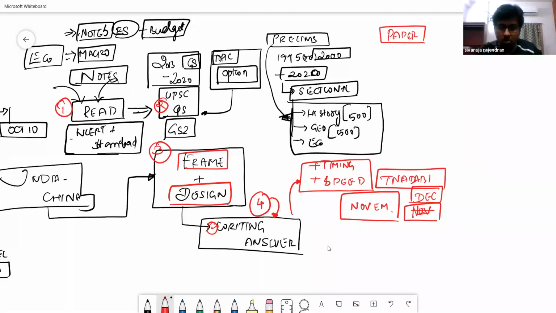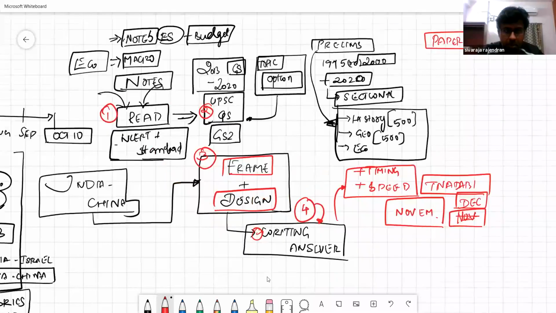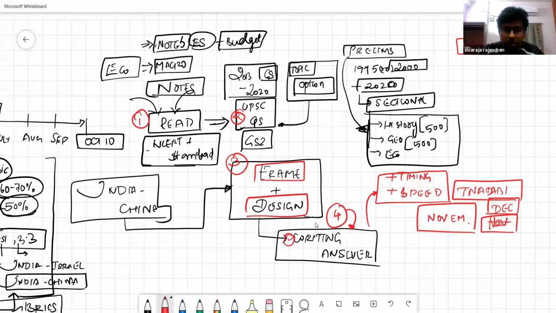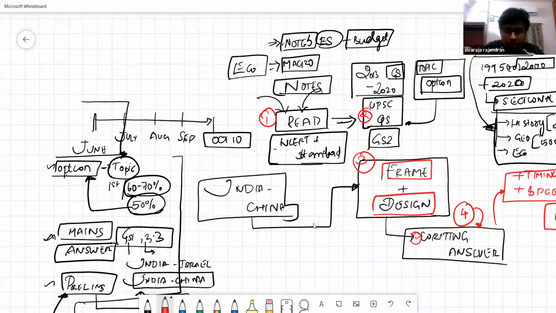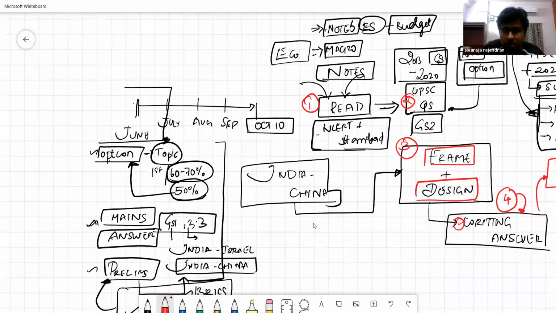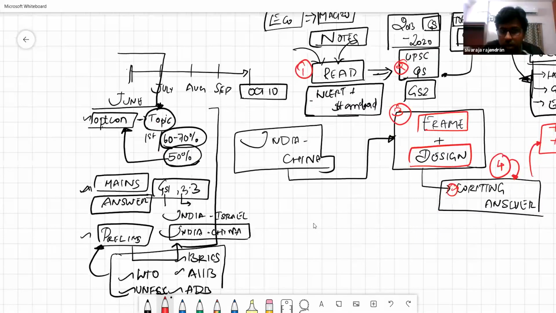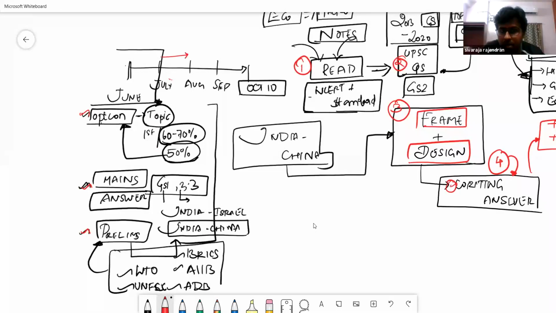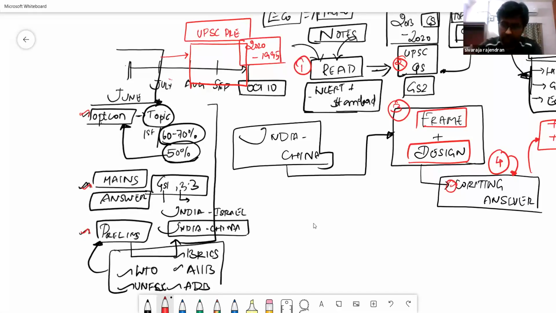But now, now is the time for your option, now is the time for your mains, now is the time for your prelim study. When you complete this July, you will be completing till here. Then from August 1 till here, UPSC prelims and the question papers I mentioned, 2020 to 1995. You have to keep that book beside you.